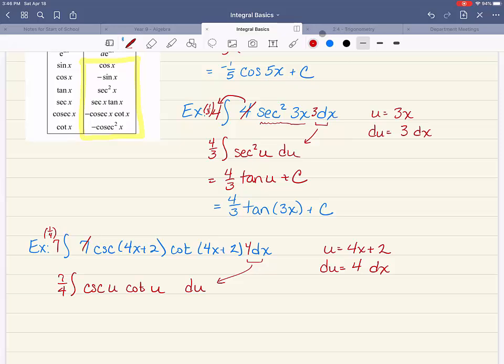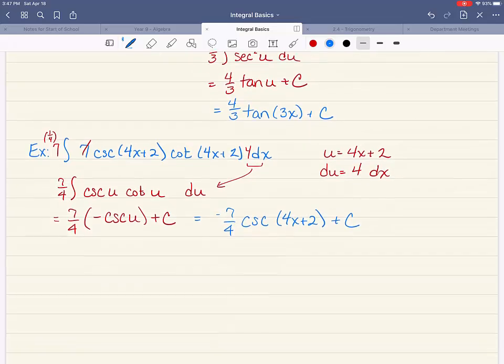All right, now we go back to our chart. Our chart says that negative cosecant cotangent is positive cosecant when you integrate it. So if this is positive, that means the answer is going to be negative. So this means that this is 7/4 negative cosecant of u plus c. Change it back to x's. So the negative comes out, joins the 7/4. Cosecant becomes 4x plus 2 plus c.